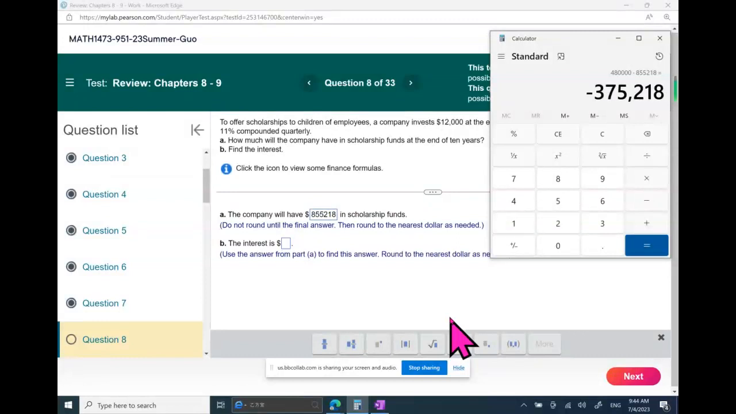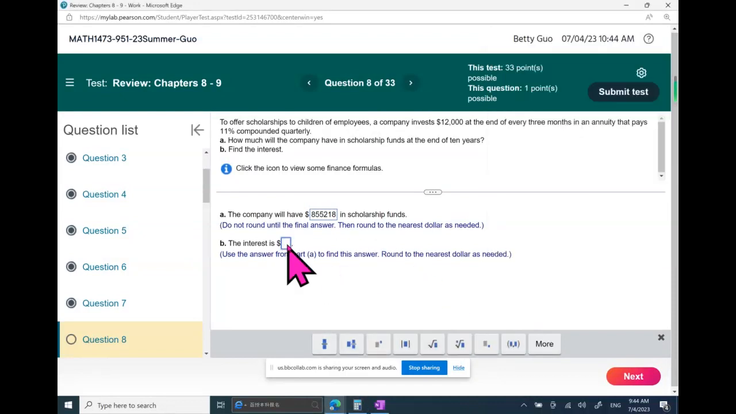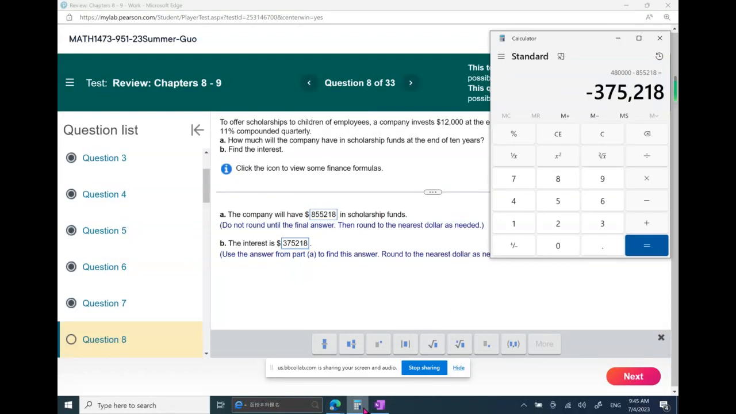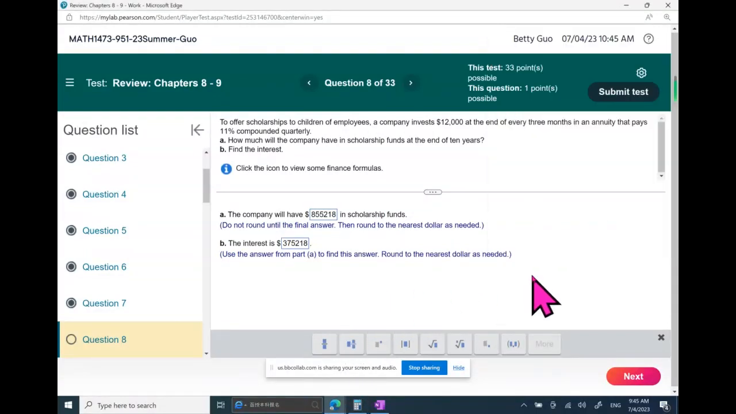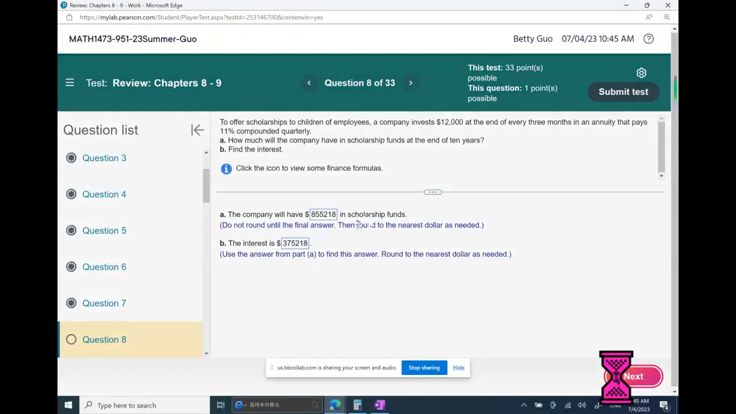855,218. You see, I'm not rushing. I take my time because if I mess up just a little bit, I will not get the right answer. And the difference is 375,218. Just ignore the negative sign. 375,218. Double check. Usually, your device would be more convenient with scratch paper and a handheld calculator since you don't have to demonstrate or share. $375,218. Okay, ignore the negative sign. Use the answer from part A, round to the nearest dollar. That's correct.